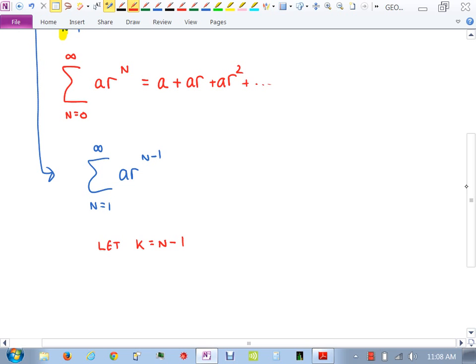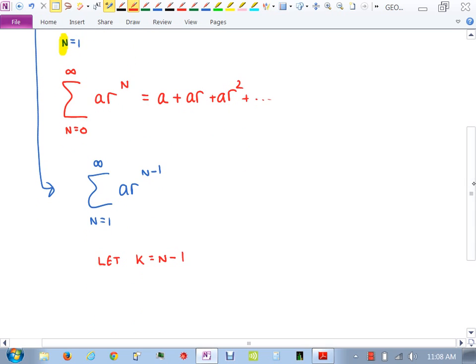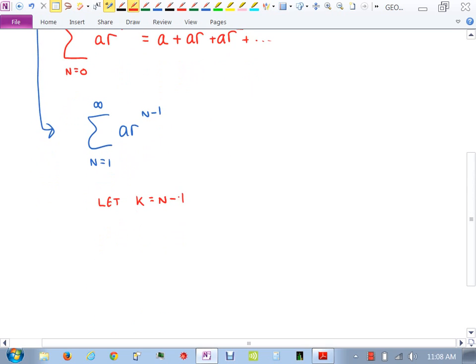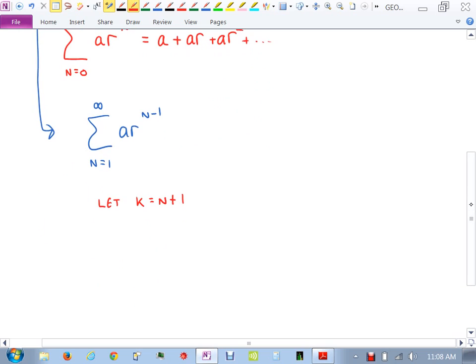Oh, wait, hold on. Did I write the right formula down there? Yeah, there we go. Sorry. Change that to a plus. Let k equal n plus 1. So what I'm doing is taking that blue one, right here, and what I'm trying to do is change the index so that I start at 0 instead of starting at 1. Letting k be equal to n plus 1, let's see what this does.